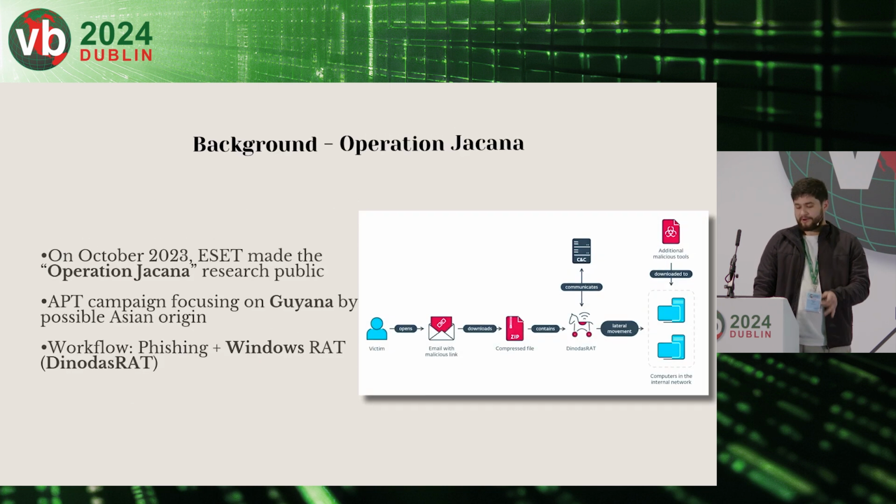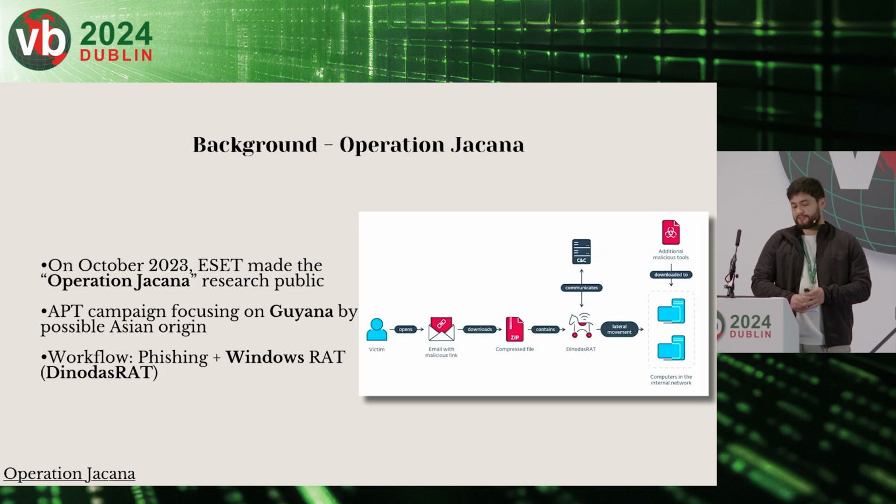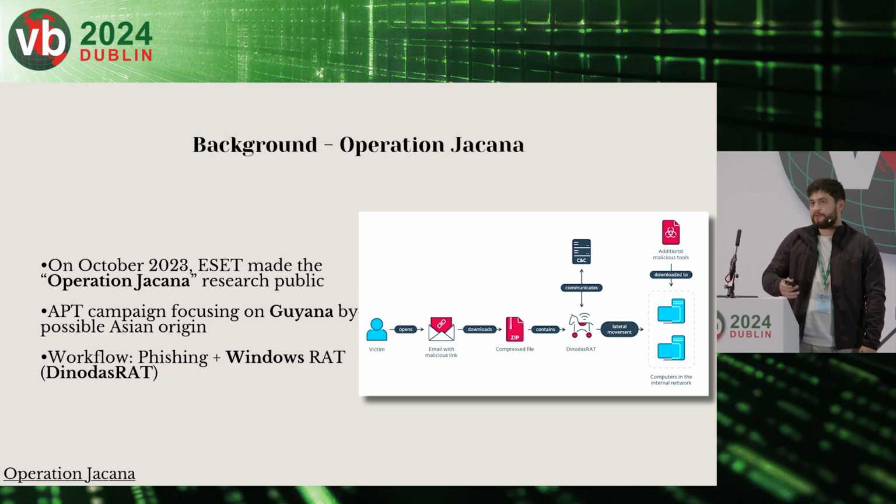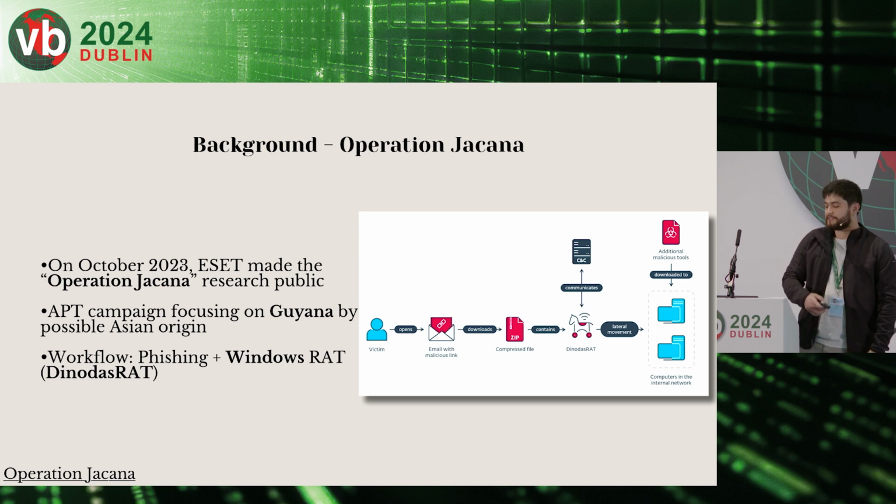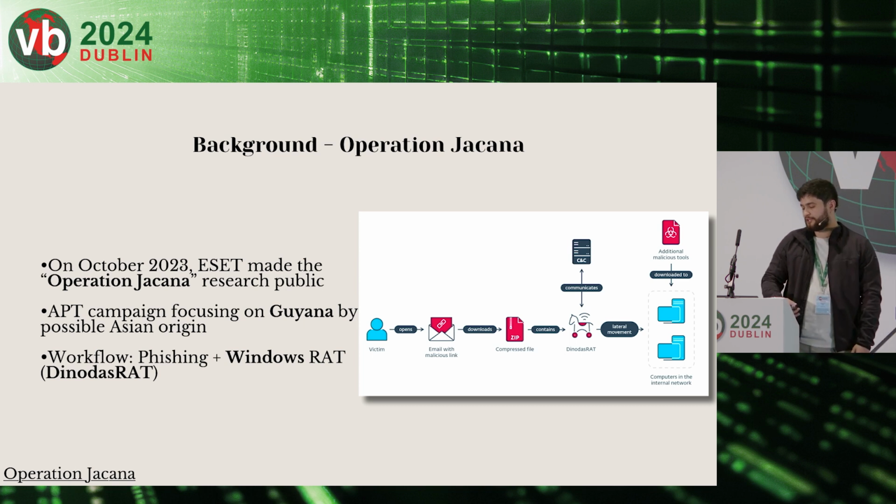Okay, so a little background before. We need to talk about a research that was made last year by ESET. They named it Operation Jacana, where basically an APT that happened in South America, attacking a country called Guyana. And this APT has probably Asian origin, and they were deploying a RAT inside the government machines.